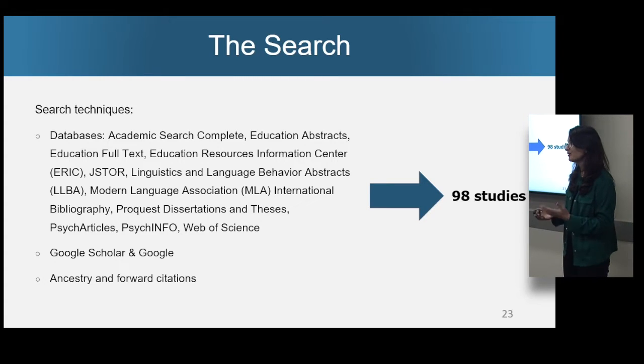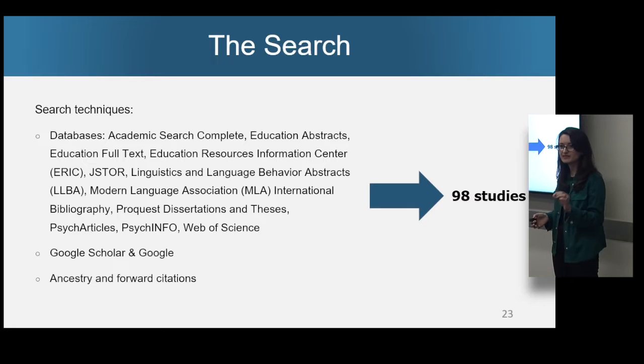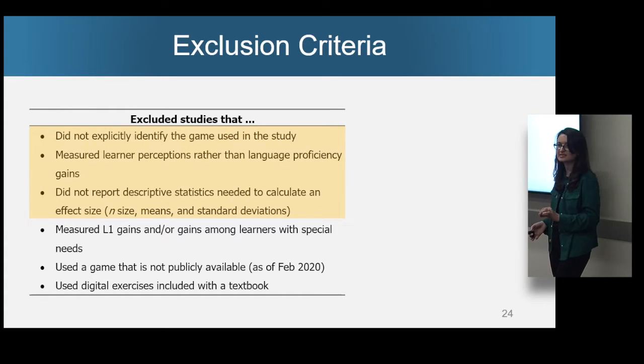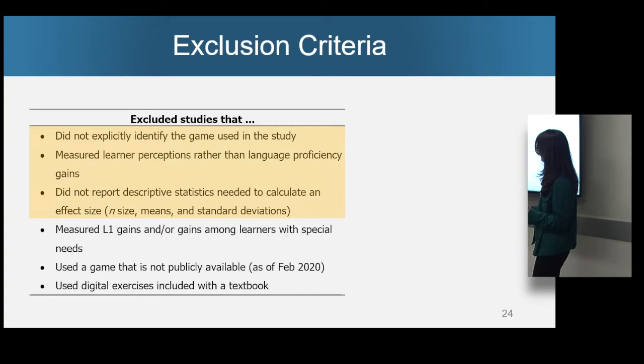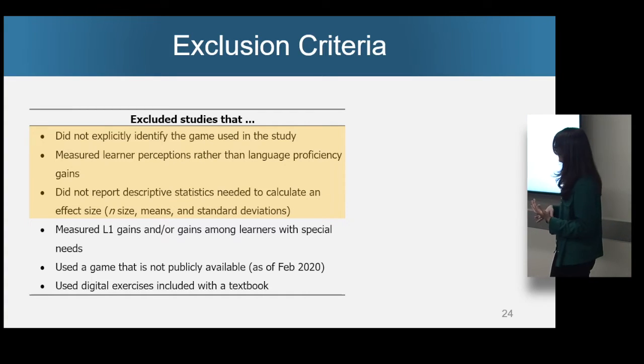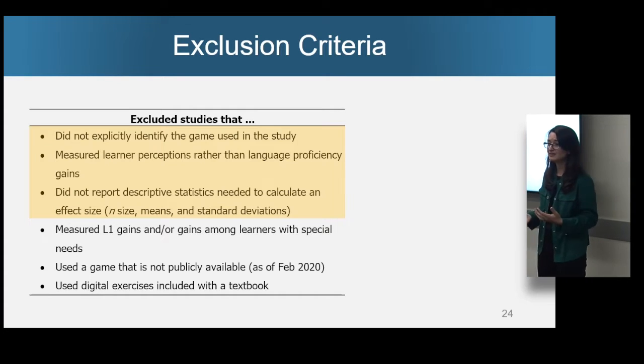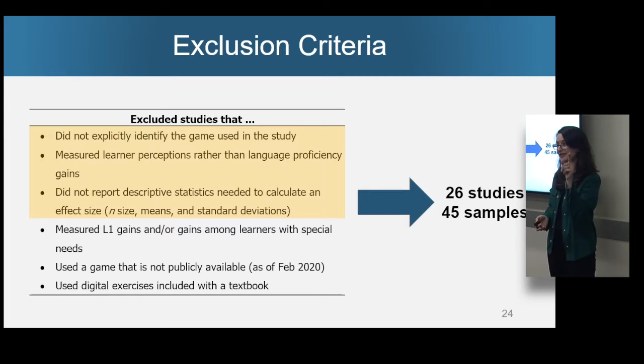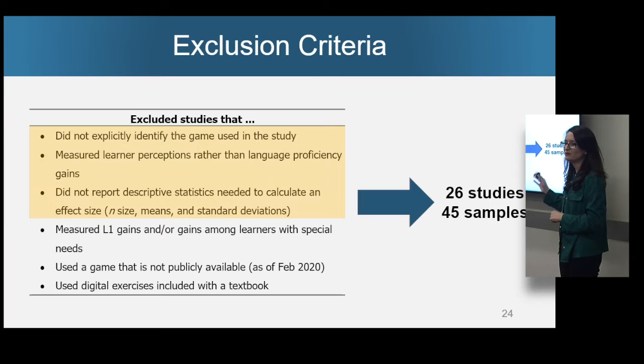But we didn't include all of these studies because we had very specific inclusion and exclusion criteria. I don't have time to go through all of these, but oftentimes we excluded studies because they did not explicitly identify the game that was used in the study. That was important for us to know. They measured learner perceptions rather than language proficiency gains, or did not report descriptive statistics that we needed to calculate effect sizes, so the n size, means, and standard deviations. And that left us with 26 studies from the 98, with 45 samples.